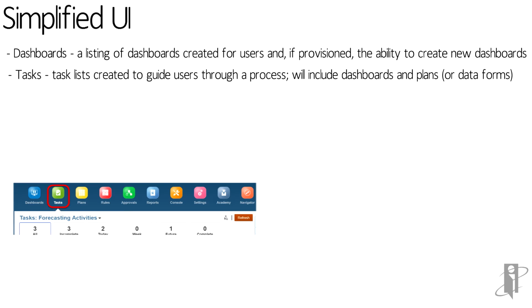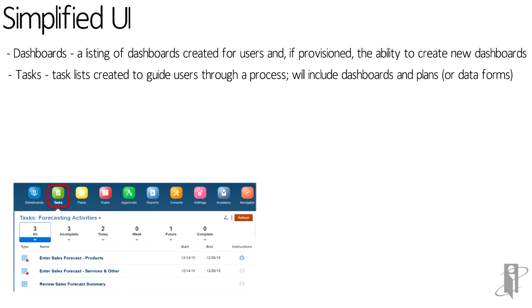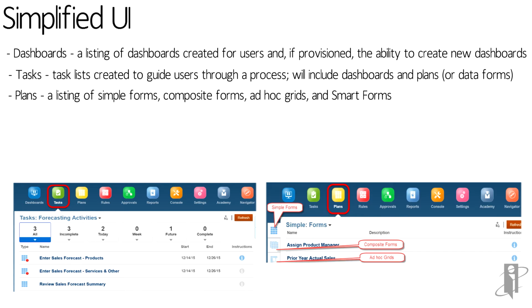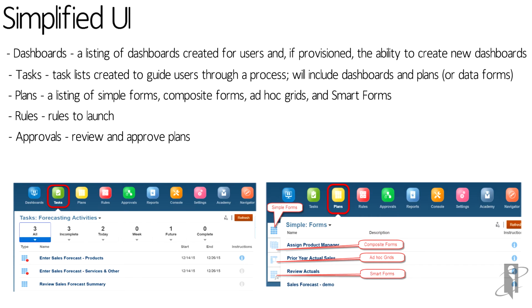Users can access tasks. Task lists are created by interactive users or administrators to guide users through a process and can include a number of different steps, including accessing dashboards, accessing data forms, running business rules, and more. Plans is another way for users to access simple forms or composite forms or ad hoc grids, user interfaces for users to be able to input data or review data that's in their PBCS application. Users can run business rules to calculate data. They can access approvals where they can review and approve plans. And finally, they can run reports either in an HTML or PDF format.